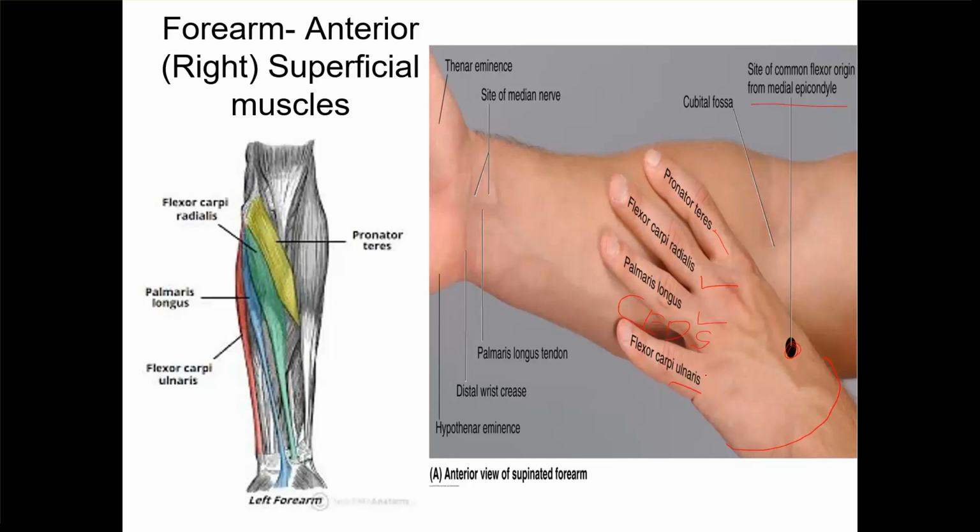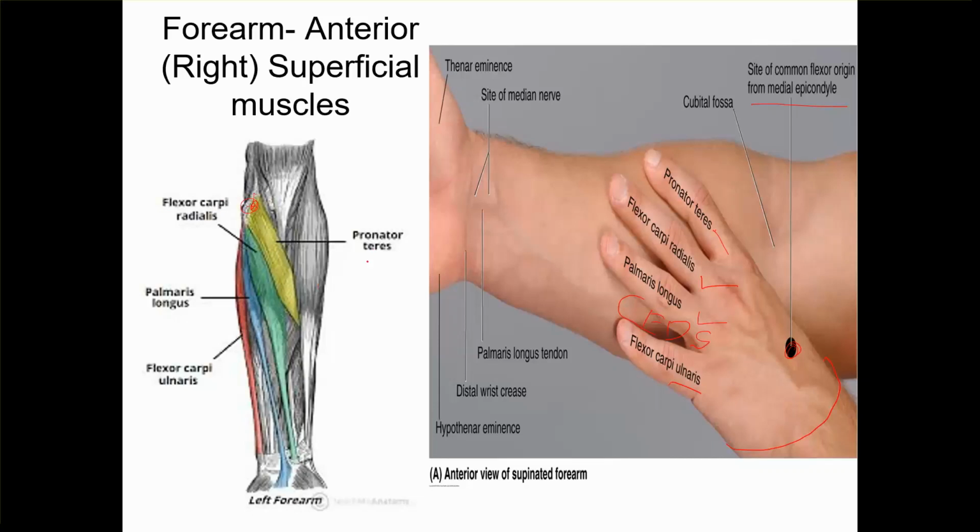So totally there are 5 muscles in the superficial layer. The anterior compartment of the forearm is divided into 2, superficial and deep. In the superficial there are 5 muscles. Now on this diagram, it's a left forearm, so the hand is kept over here. This will be the medial epicondyle, right, over here. So from here it starts.